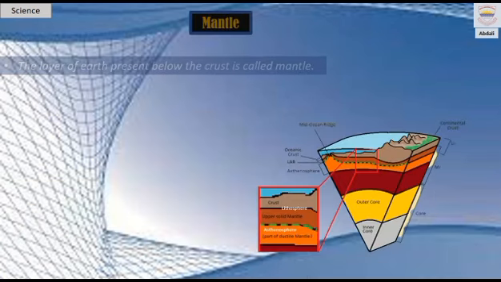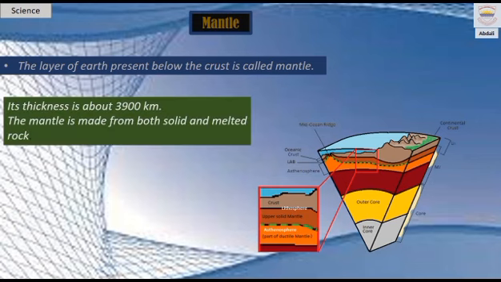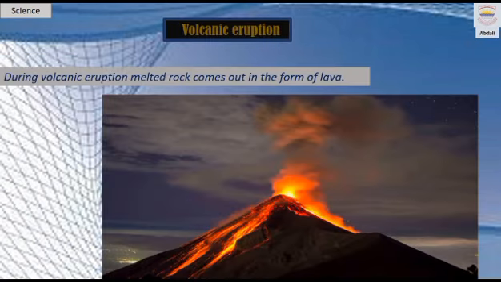Mantle. The layer of Earth present below the crust is called mantle. Its thickness is about 3,900 kilometers. The mantle is made from both solid and melted, liquid, rock. During volcanic eruption, this melted rock comes out in the form of lava.